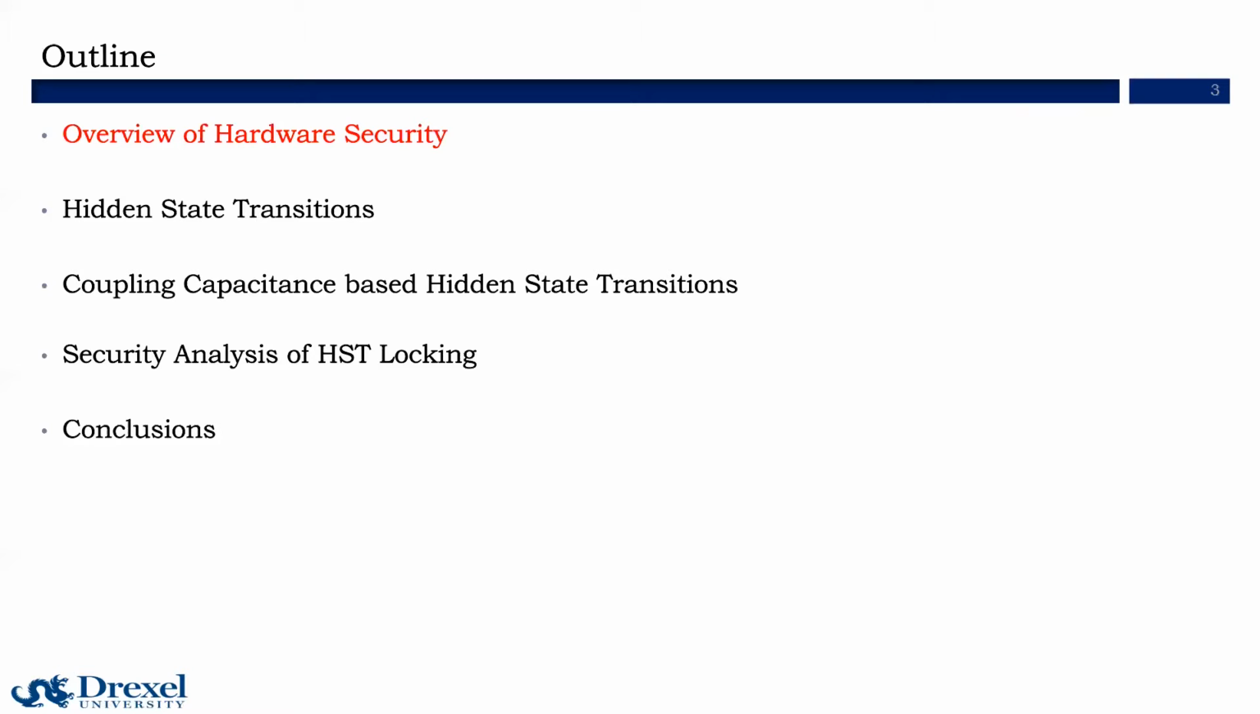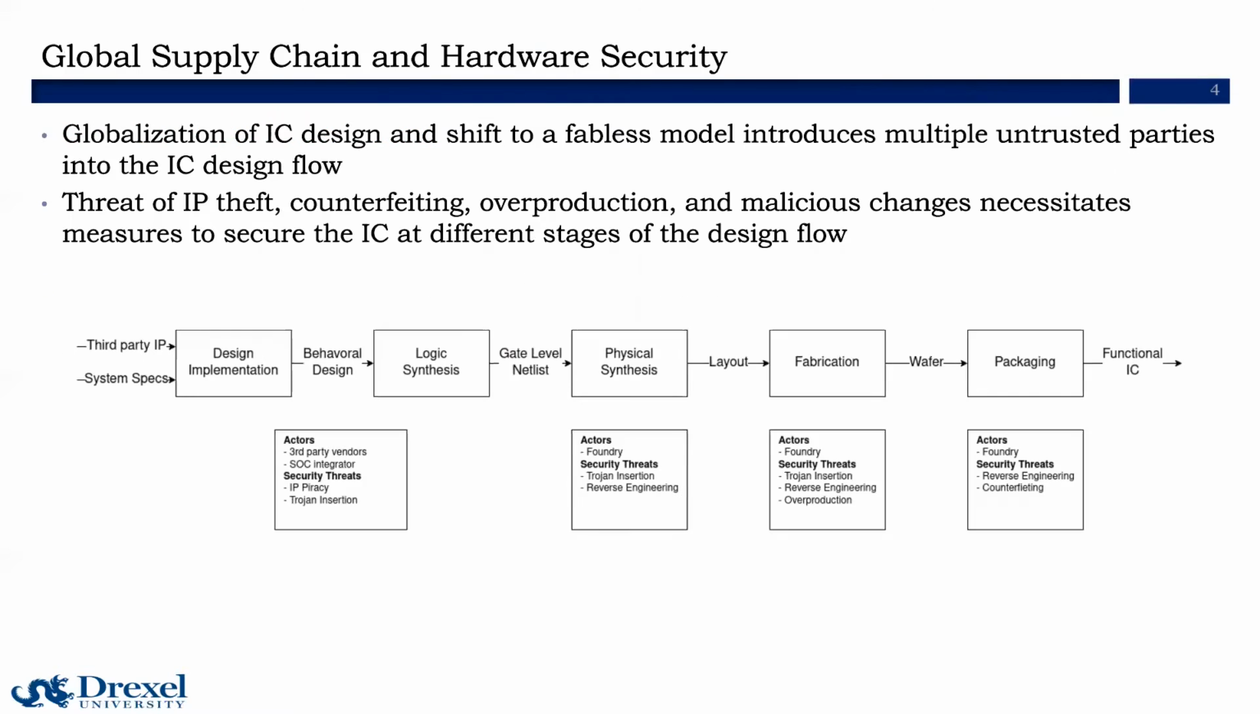Let's start with an overview of hardware security. Multiple untrusted parties are introduced to the IC manufacturing process as it moves to more global and fabless models. This introduces security threats such as IP theft, counterfeiting, overproduction, and Trojan insertion into different phases of IC design flow. Thus, security measures should be put in place to protect an IP from these attacks.